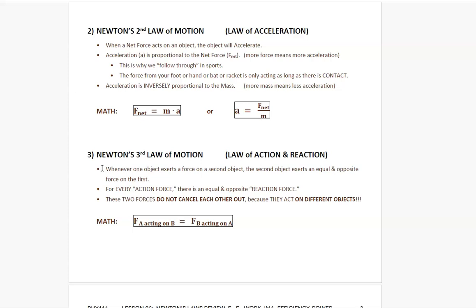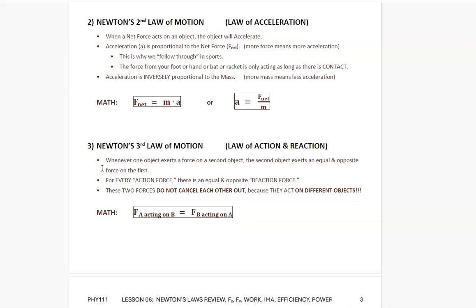All right. Newton's third law of motion. This is called the law of action and reaction. And this says that whenever one object exerts a force on a second object, the second object exerts an equal and opposite force on the first. And this is a law that you may have heard described as, for every action there's an equal and opposite reaction. Now, what you have to understand about Newton's third law is these two forces do not fight each other.